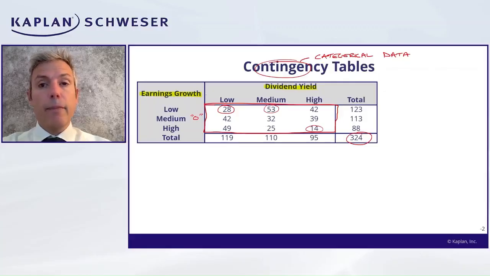Now, we should be used to the dull null not being very interesting. The dull null here is that the data is independent. There's no relationship. Okay. And the alternative is exciting.